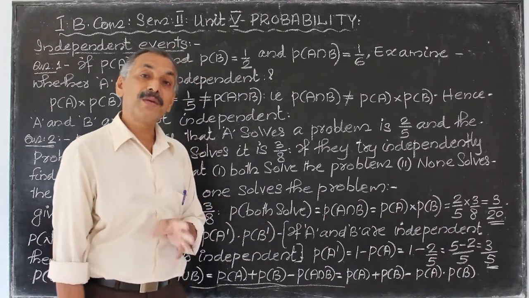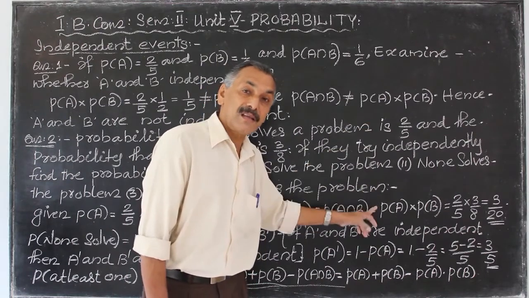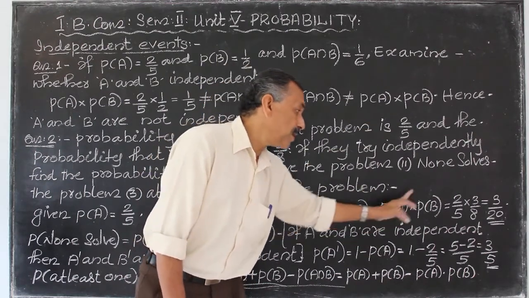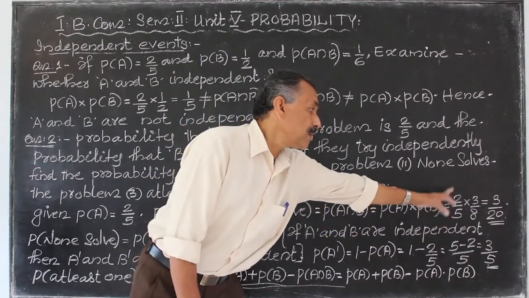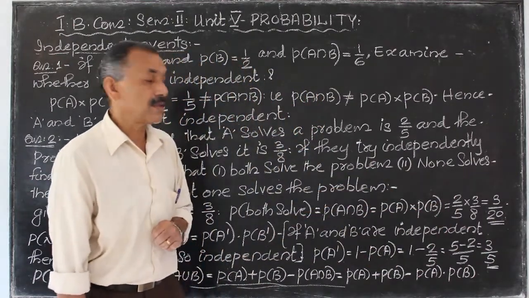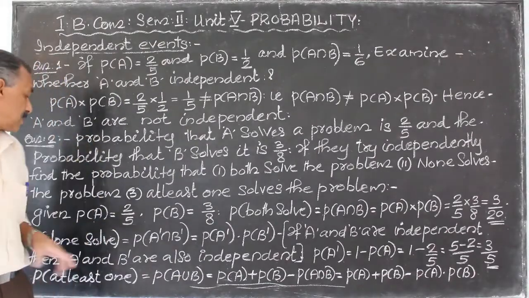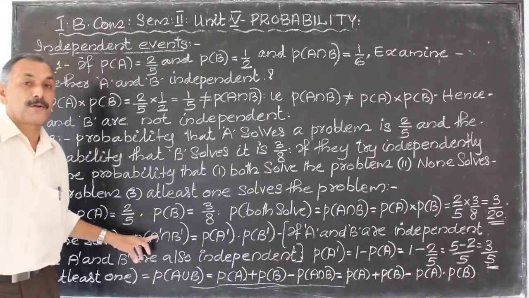Either both A and B solve the problem is the probability of A intersection B. Since the events are independent, this is equal to P of A into P of B, which is equal to 2 by 5 into 3 by 8. With the 2 cancelling, it is 3 by 20. Second, the next: probability that none solves the problem.